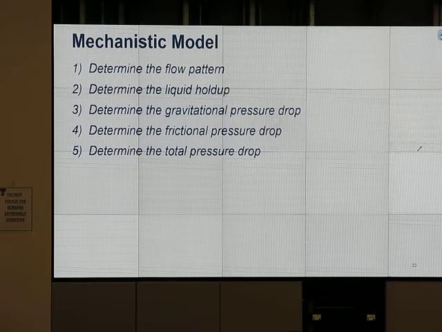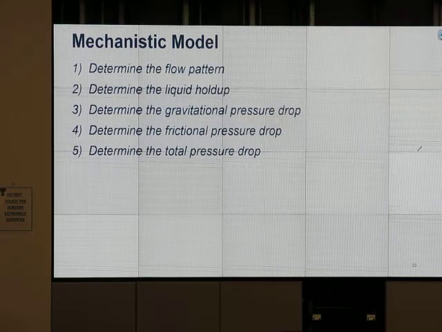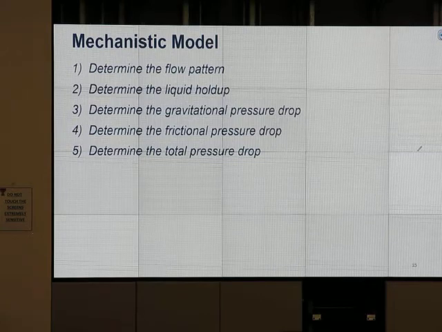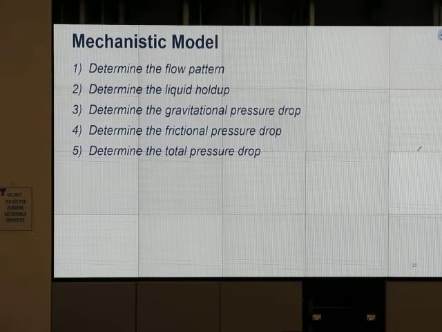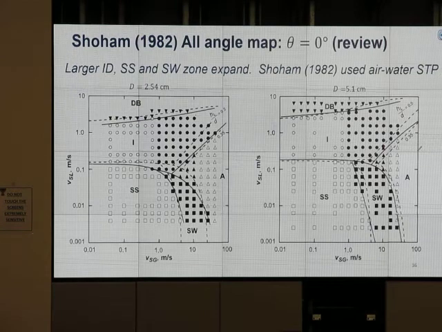Mechanistic model. Step number 1 of using the model is find the flow pattern. After finding the flow pattern, then we find the liquid holdup. Then we calculate gravitational pressure loss, frictional pressure loss, and then total pressure loss. Notice that most of the time we just neglect the accelerational pressure loss, okay? Not because it's not important, it's kind of difficult to account for that term.